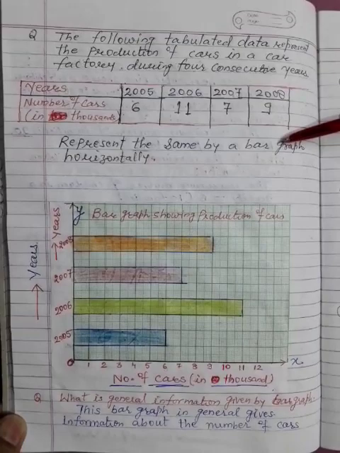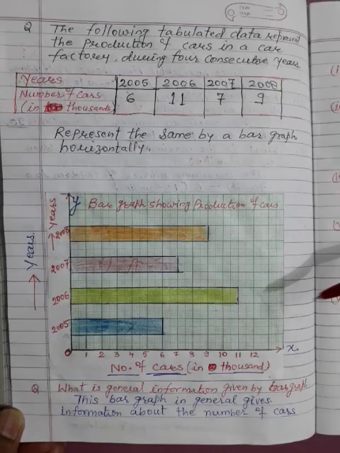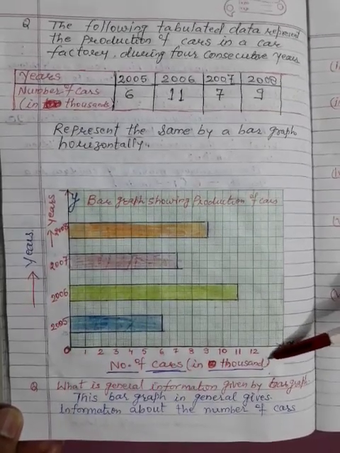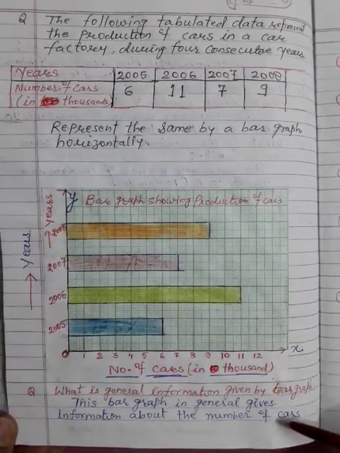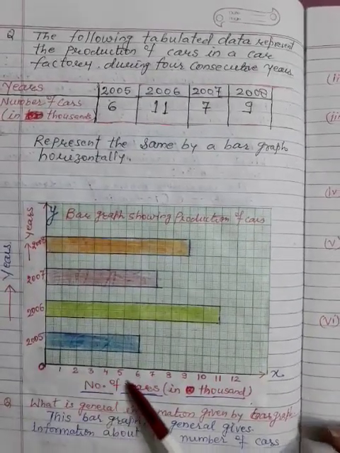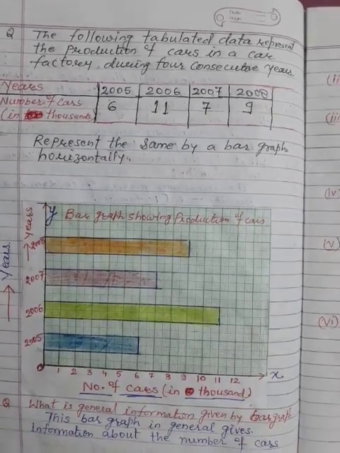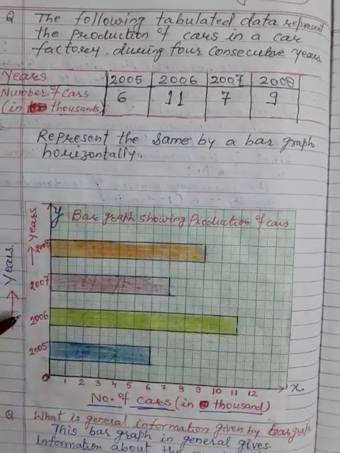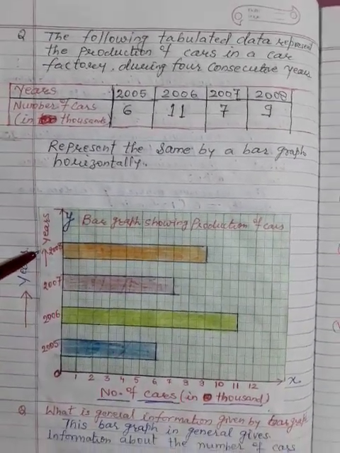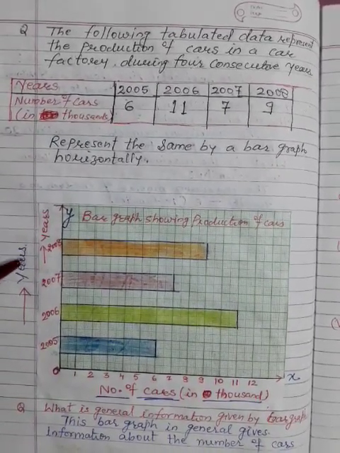Generally, we construct the numbers on the y-axis, but here we have taken them on the x-axis. So, number of cars in thousands. We have chosen the scale on the x-axis: 1 unit is equal to 1000. So 2 means 2 into 1000, 3 means 3 into 1000, and so on, taking natural numbers. On the y-axis we have taken 1 unit for 1 bar: 2005, 2006, 2007, 2008. These are the years on the y-axis, the vertical axis.